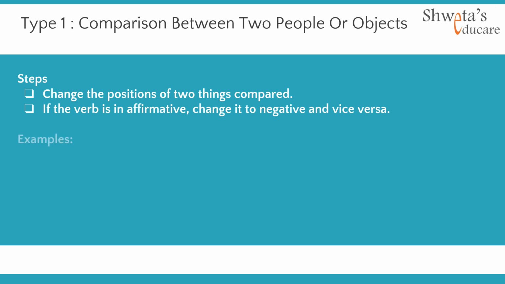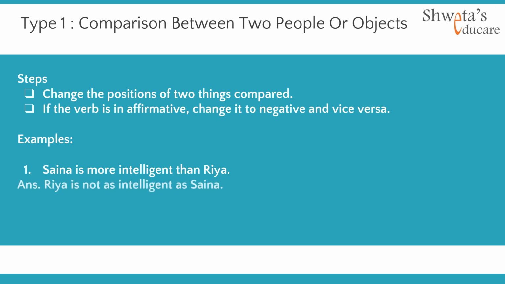The first one, Saina is more intelligent than Ria. Which are the two things described? Yes, Saina and Ria. Now change the position. The answer will be Ria is not as intelligent as Saina. Now the question was in affirmative. You need to change in negative sentence. So Ria is not as intelligent as Saina.